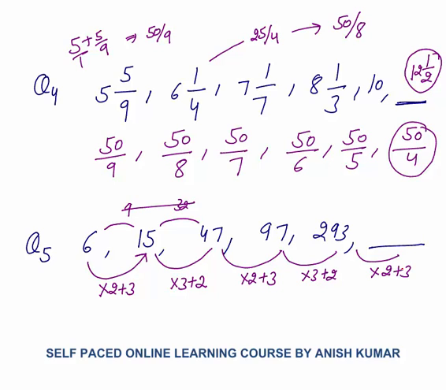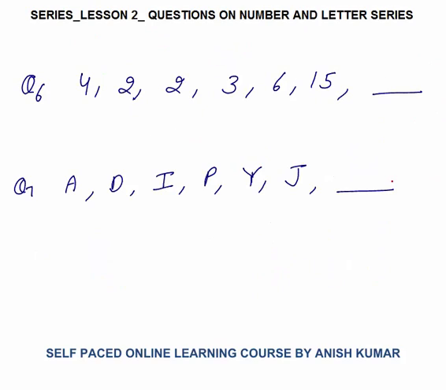So 293 into 2. You have to do this verbally. 290 into 2 will give you 580. 3 into 2 is 6. 586 plus 3 is 589. Again, if you want to solve this question in a faster manner, you must be able to do these kinds of calculation verbally without writing. So the answer will be 589.